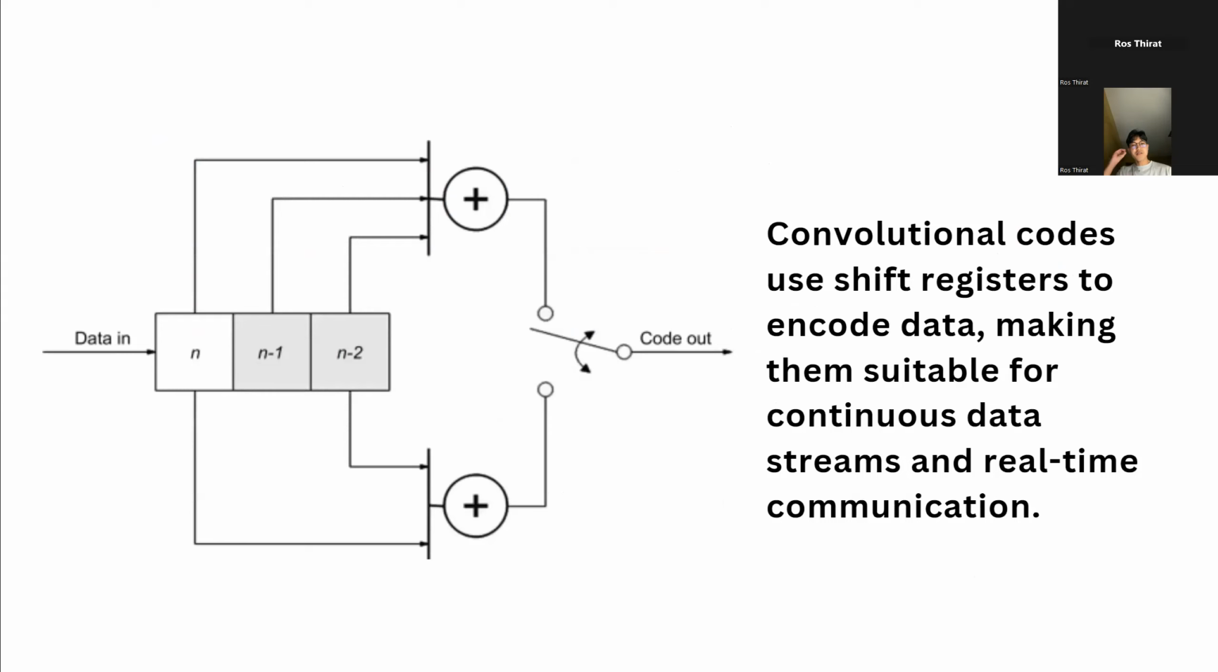And the last type of error correcting code is convolutional codes. Convolutional codes use shift registers to encode data, making them suitable for continuous data streams and real-time communications. The advantage of this code is that it is well suited for scenarios where errors tend to occur in clusters or patterns. They are used in applications such as serial communication, wireless networks, and satellite communications.